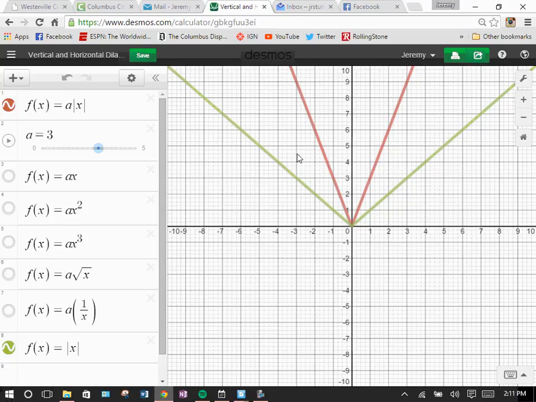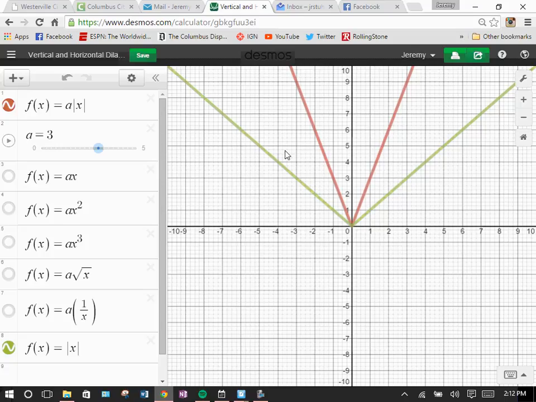All right, so the conclusion that you want to come to is that when you have a number in front of a function like that, and a is larger than 1, the function is being stretched vertically. Because what you're doing is, imagine this is a rubber band. You're lifting this rubber band up and stretching this point up to here, stretching this point up to here, and you just keep stretching every point on that graph up.